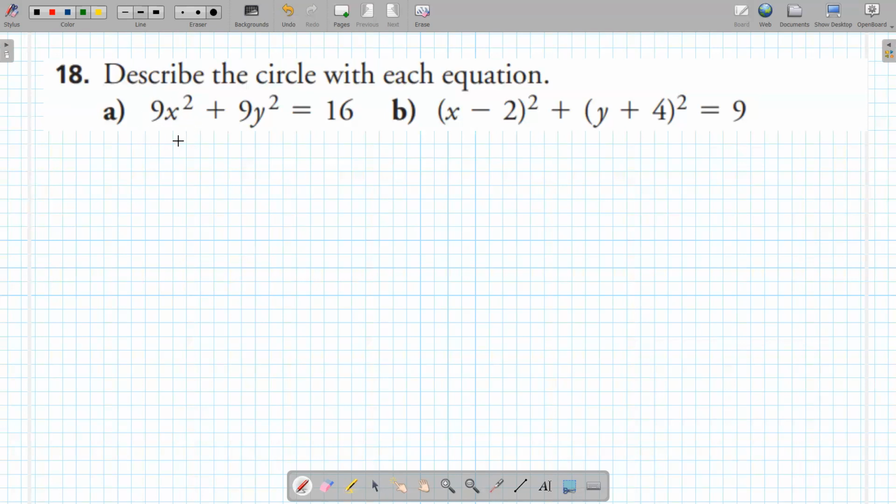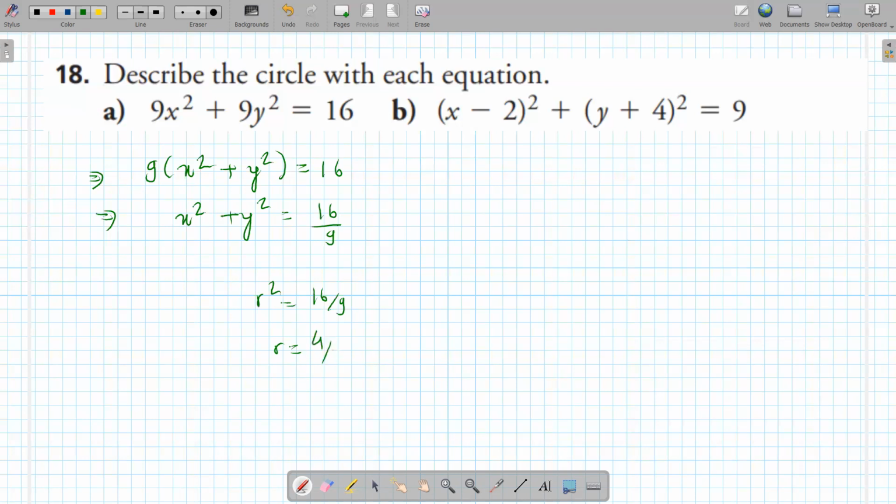What you need to do is get rid of the 9s. So this is what it ends up looking like. And then you would divide both sides by 9. Now we're in the right form. What's our radius? If r squared is 16 over 9, what's r? Just the square root, right? r is going to be the square root of 16 over 9, which is 4 over 3. So the radius of this is 1.33 or 4 over 3. What about B? What's the radius of B?